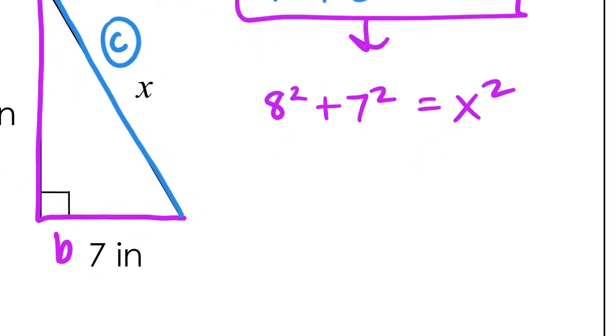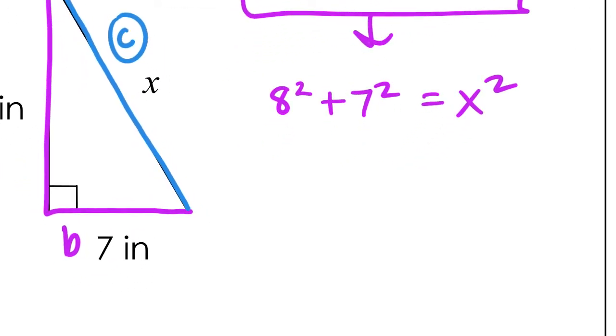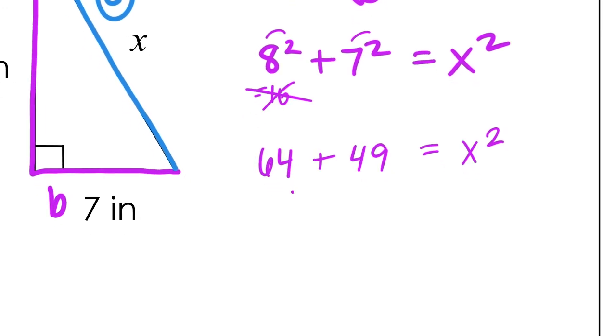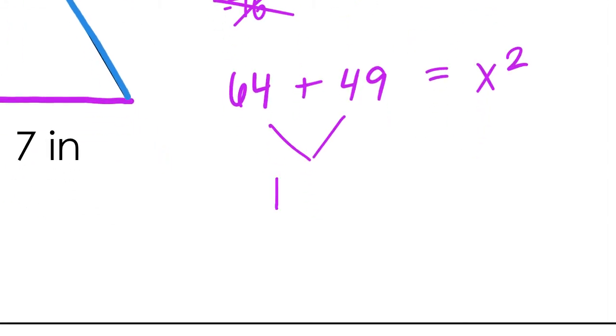So now we have this equation and we're just going to start simplifying. 8 squared, that's like 8 times 8, right? Do not say that this is 16. Don't do that. I always have people do that. 8 times 8 is 64. And then 7 squared is 49. And then we're just going to go ahead and add these together. So that would be 113 equals x squared.